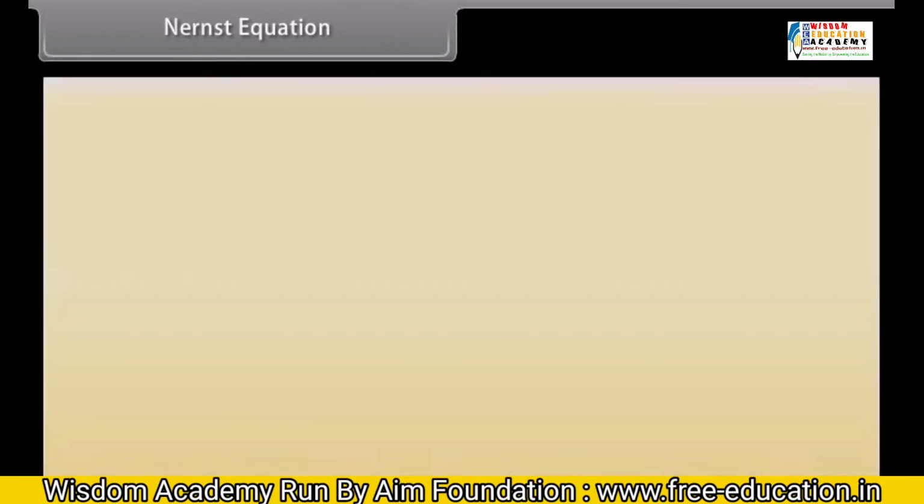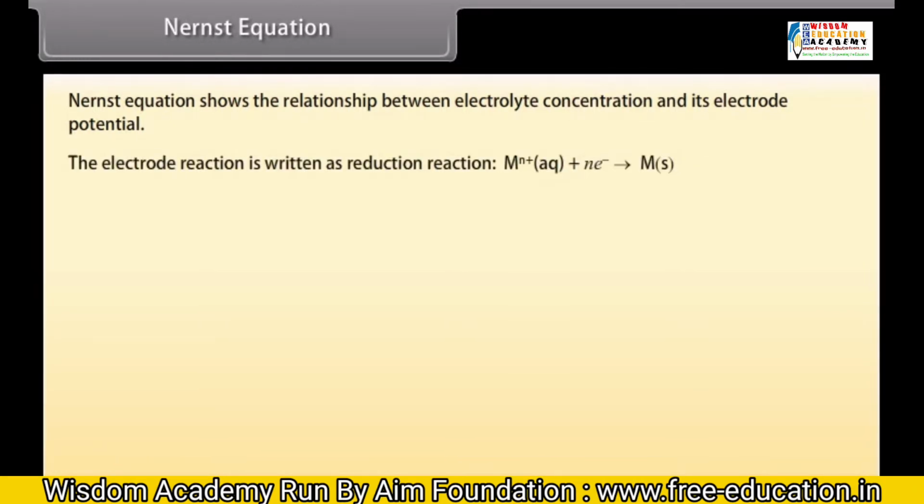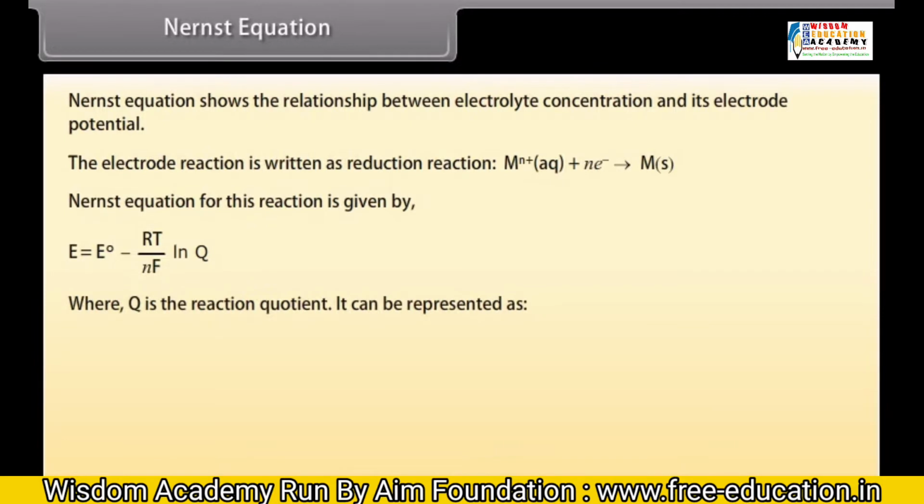Nernst equation. Nernst equation shows the relationship between electrolyte concentration and its electrode potential. The electrode reaction is written as a reduction reaction. Nernst equation for this reaction is given by E is equal to E naught minus RT upon nF multiplied by natural log of Q, where Q is the reaction quotient. It can be represented by M upon M ion.